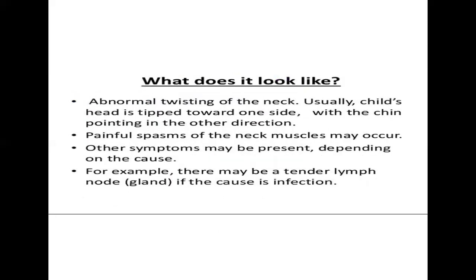What does it look like? Abnormal twisting of the neck usually. The child's head is tipped toward one side with the chin pointed in the other direction. Painful spasms of the neck muscle may occur. Other symptoms may be present depending on the cause. For example, there may be a tender lymph node if the cause is infection.